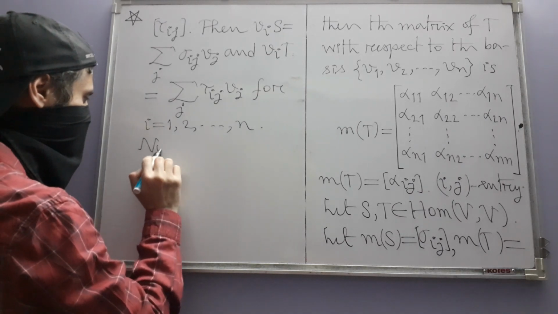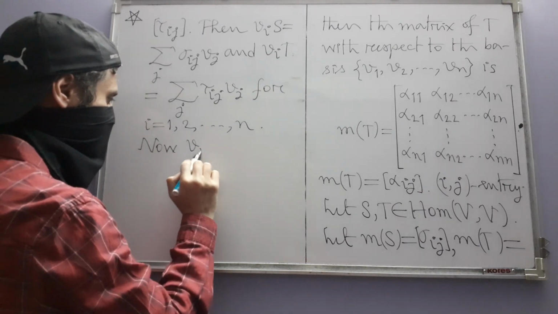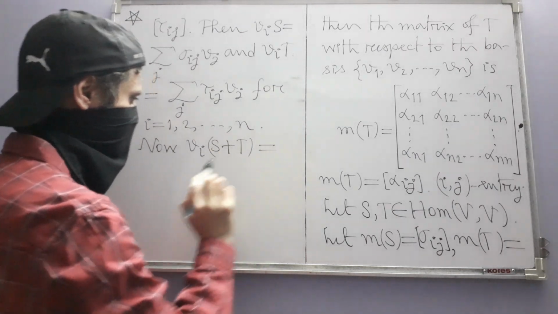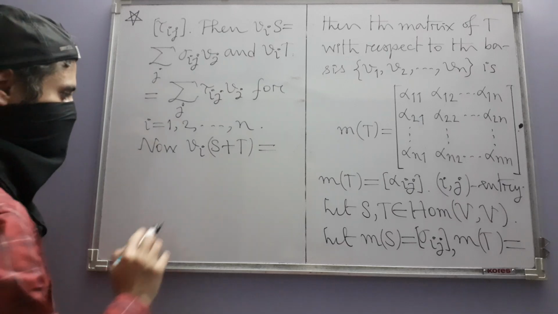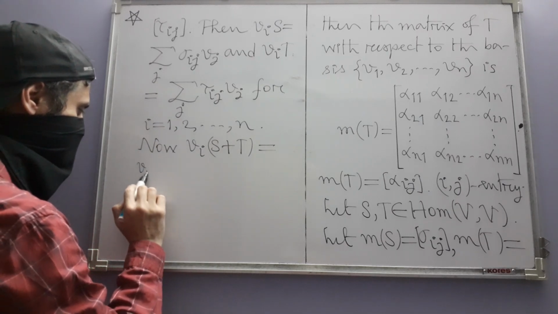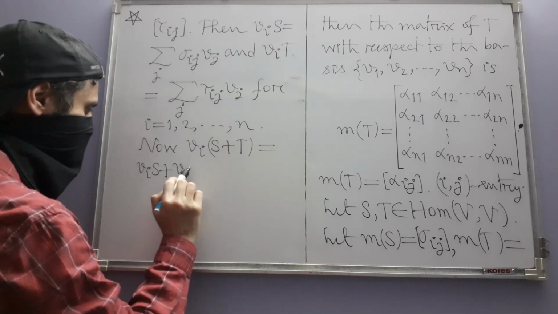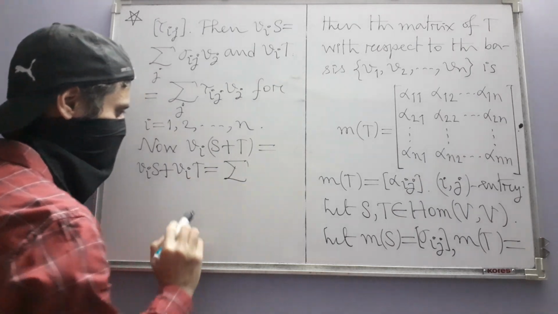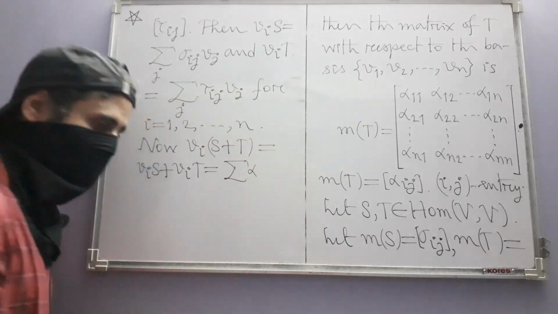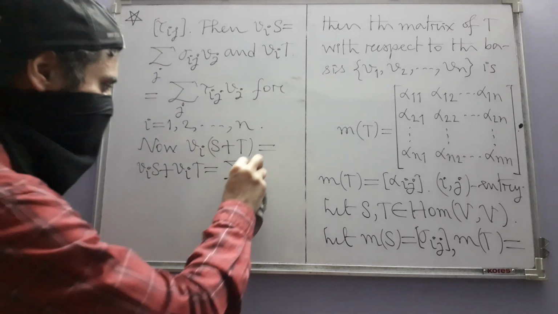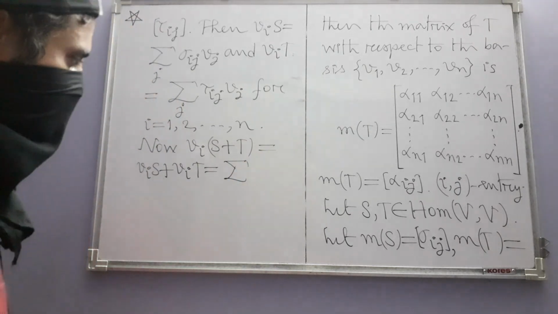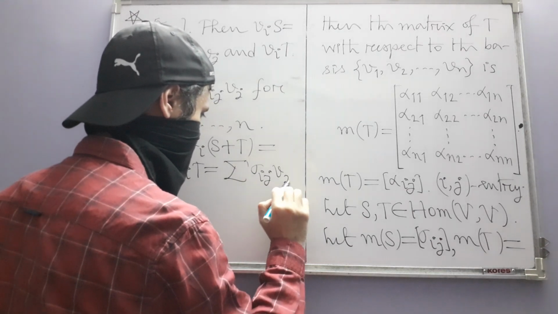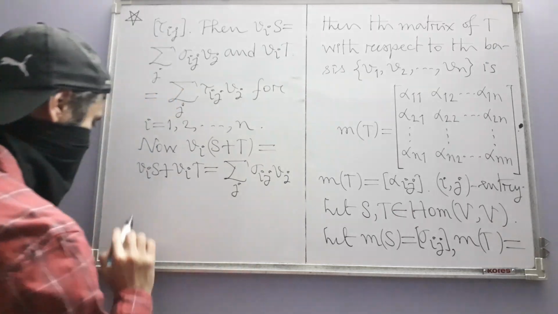Now, our aim is to see what S plus T does to the basis elements. So by the definition of addition, this is Vi S plus Vi T. Here we have the sum of sigma ij Vj plus tau ij Vj.